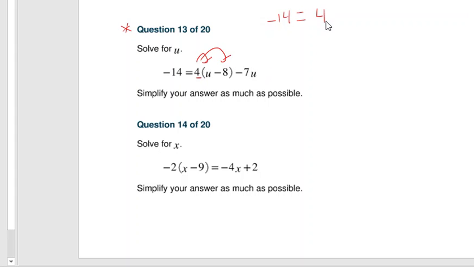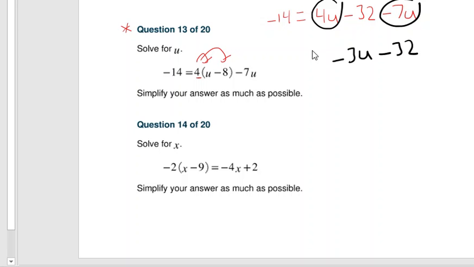So 4 times u is 4u. 4 times negative 8 is negative 32. And then I still have a negative 7u. So on the right side of the equation, we are not done simplifying. 4u and negative 7u are like terms. They both have a u to the first power. So we're going to continue to simplify the right side by combining 4u and negative 7u, which becomes negative 3u minus 32 equals negative 14.